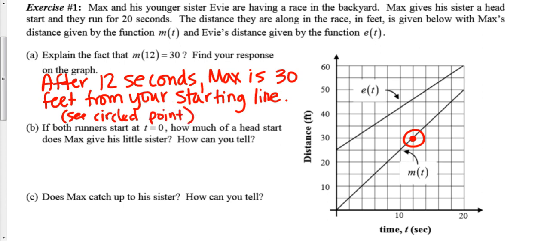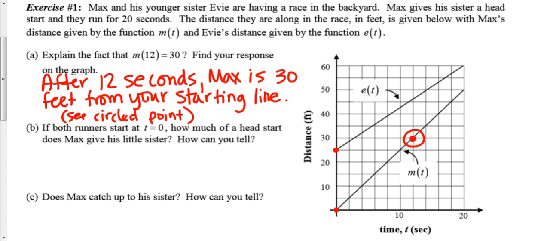If both runners start at t equals 0, how much of a head start does Max give his little sister, and how can you tell? And we're going to be writing this in function notation today. So very quickly, right here, we have Max's starting point, and his sister, e of t, is the other line, and this is where she's starting, and Max must have given his sister a 20-foot head start.